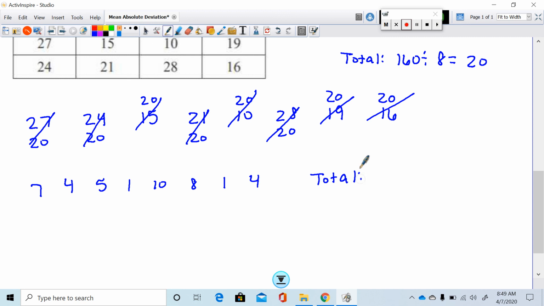So when you add those up, you get 40 divided by 8 numbers on the list. Your mean absolute deviation is 5.